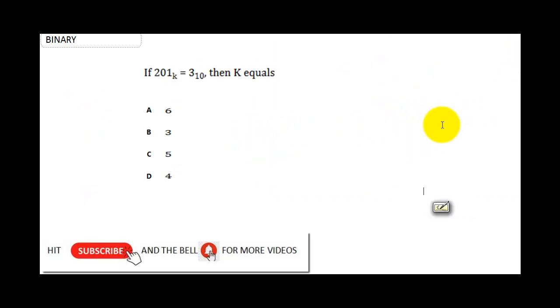Okay, so we have this question. Sorry, this is supposed to be 33. Sorry, this is 33. So we have 201k is equal to 33 base 10. Now we are asked to find the value of k. Now all you need to do is convert the 201 to base 10. So this is going to be position 0, this is going to be 1, and this is going to be 2.